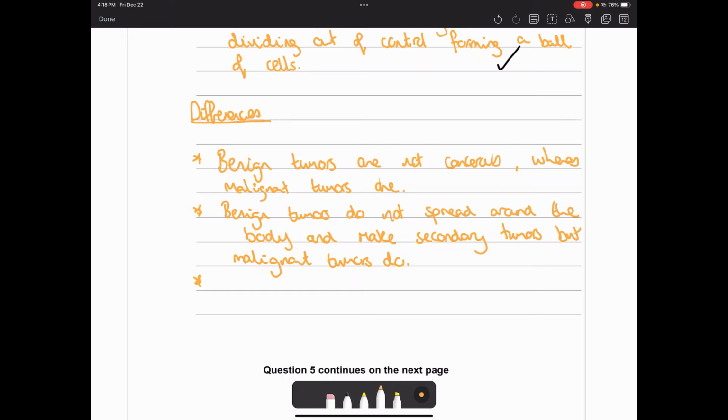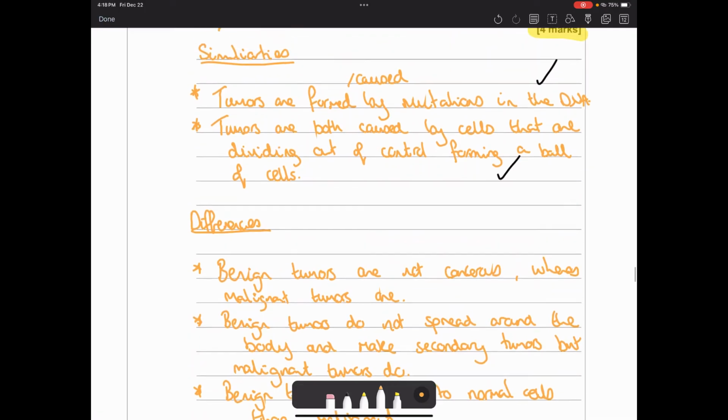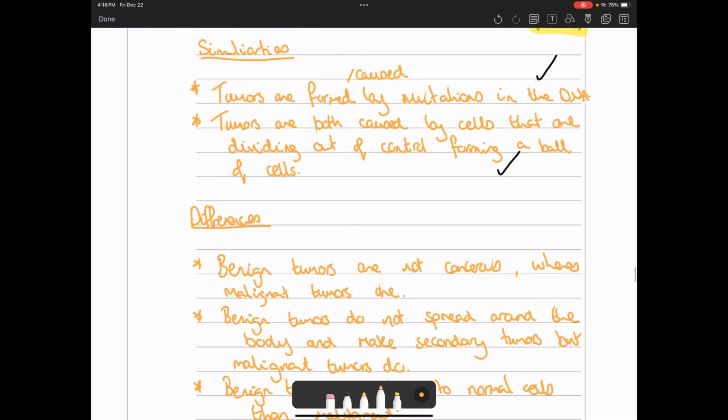That would be enough to get you 4 marks here. Okay, one other thing you could say is that benign tumours are closer to normal cells than malignant. But I would leave it as these 4 points here, and that would get you 4 marks there. 2 similarities, 2 differences.